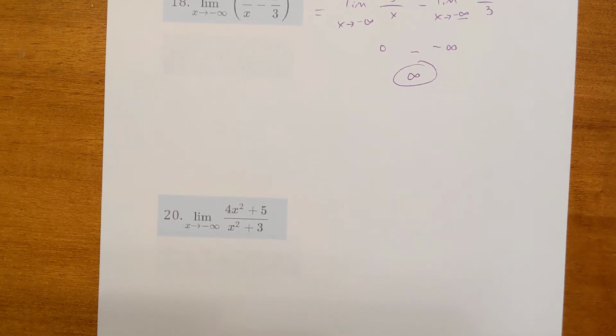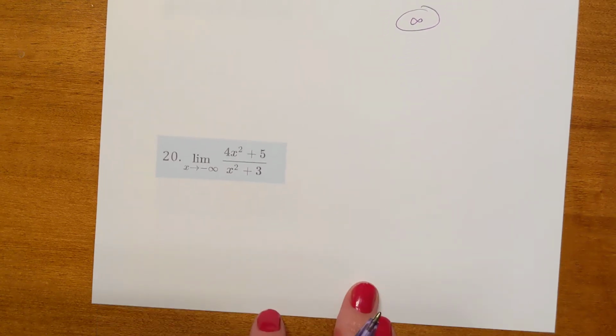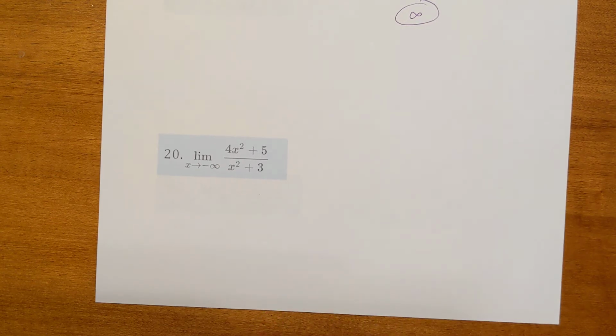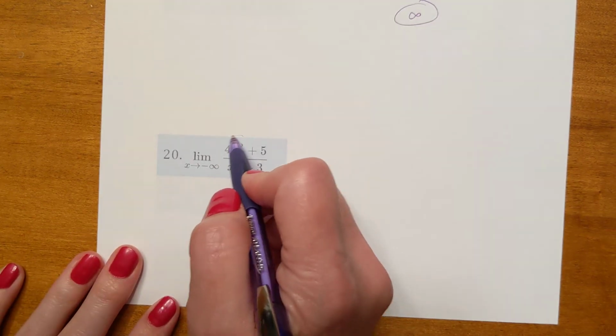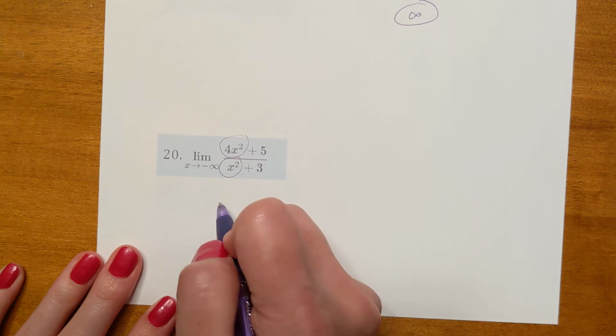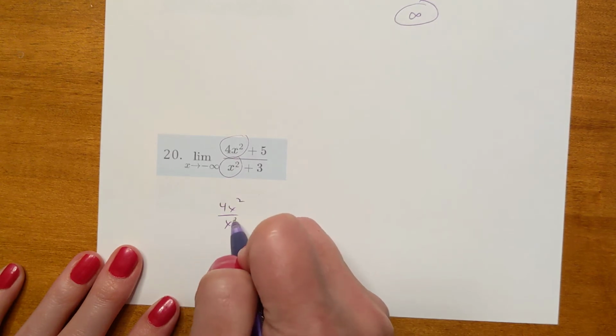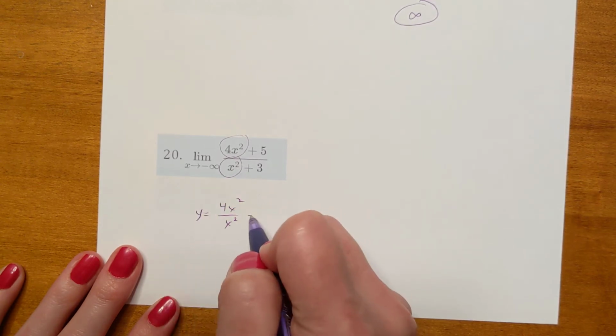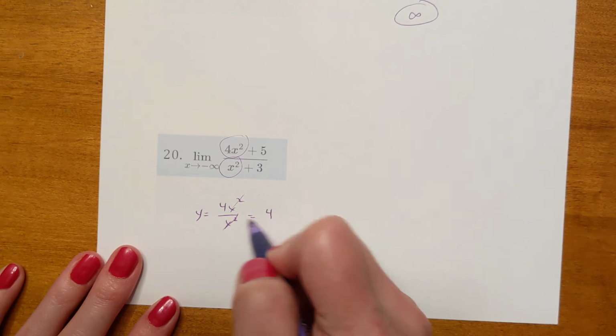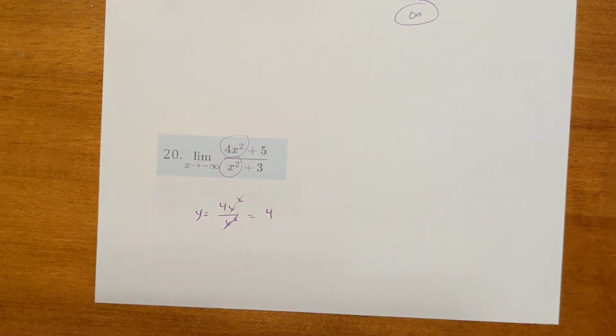I'm going to give you the quick answer, then I'm going to show you the long answer. Again, the quick answer is you look at the highest power on the top and the bottom. So that's 4x squared over x squared, so that's what y equals. They cancel out, so y equals 4 is the horizontal asymptote for it.